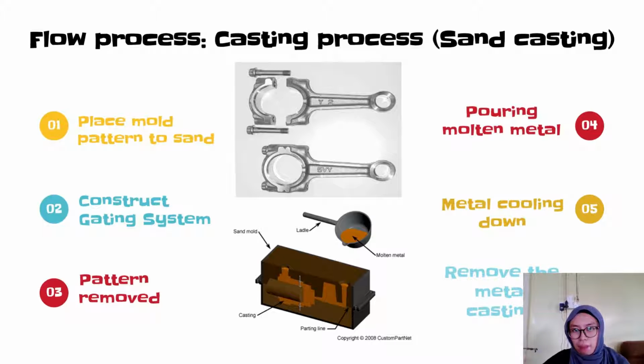The next step is metal cooling down. We must wait for the metal to cool down after we pour the molten cast aluminum alloy into the mold of the connecting rod. This part will take time based on the materials that we use. The last step is to remove the metal casting from the sand mold. After the metal has cooled down, we can remove it from the sand mold to see the finish of the product. Then, the connecting rod will be cleaned with a fiber brush and a grinder is used to remove the excess molten metal on the connecting rod.